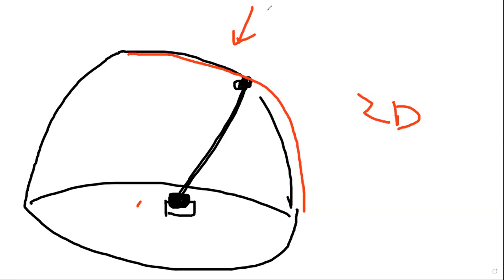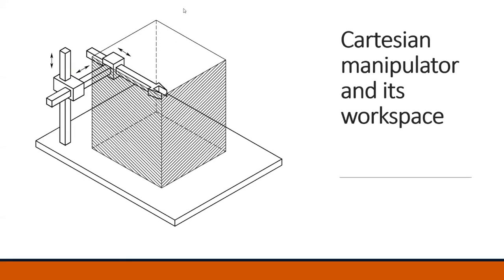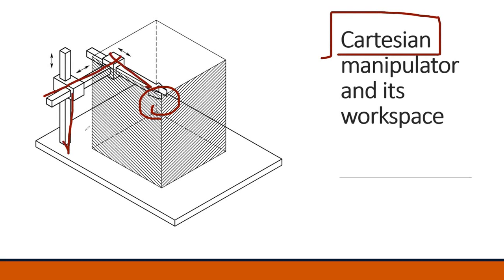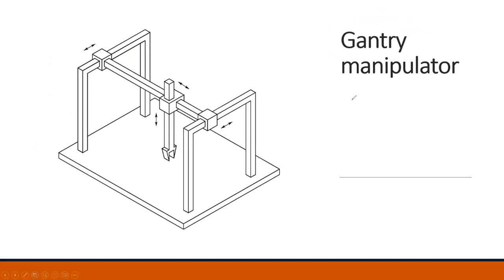This one we call the workspace for my endpoint, and it is the workspace for the robot. Whenever we talk about workspace, it's where your endpoint can reach. And Cartesian means you use XYZ to control it.